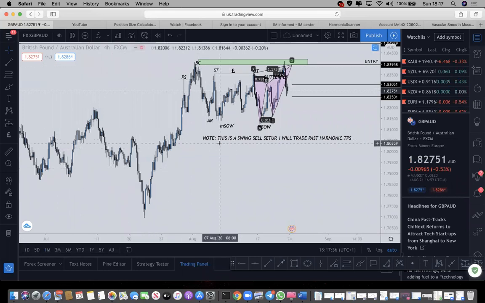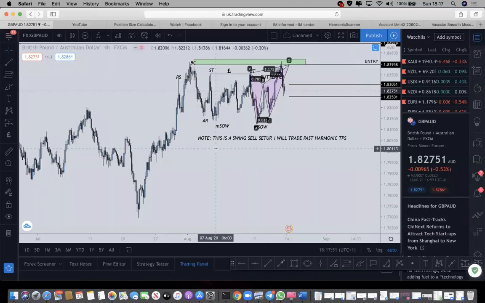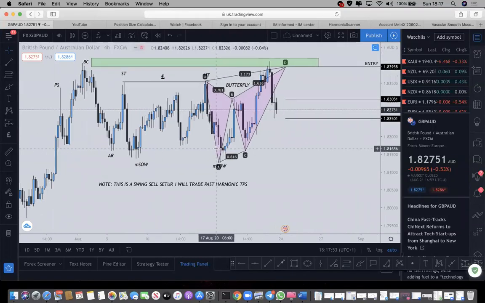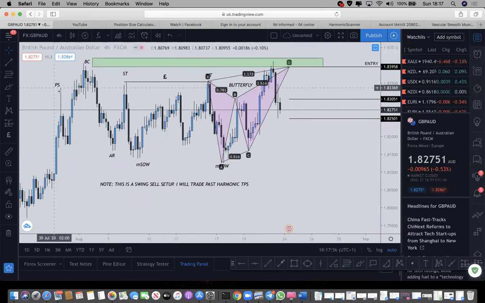Look, I sent this in the chat. This is a swing sell setup. I will trade past harmonic TPs. If you go in the group chat, this is clearly there. I sent this setup in there. And the reason why I'm trading past harmonic TPs is because of this Y cup schematic, right? And then the butterfly happened just at a perfect area. So the harmonic was just an extra confirmation for me to take the sell.